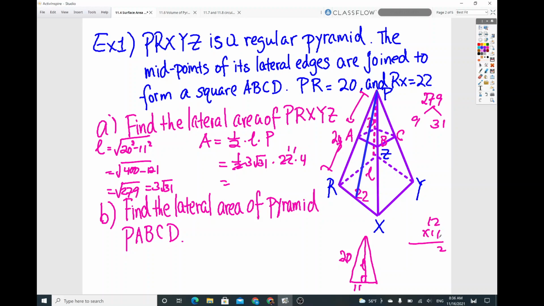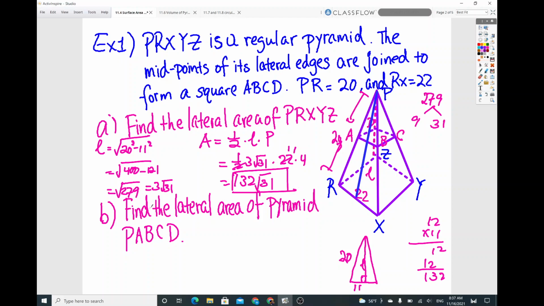2 times 1, that's 2. 1 times 1, that's 1. 1 times 2, 2. 1 times 1, 1. So it's 132. So then that'd be 132 root 31. And this one, there's no unit involved, so this one can just say that it's square unit, or just leave it with the number.